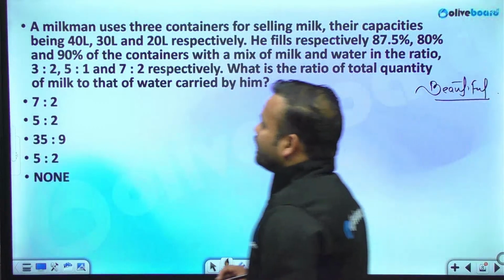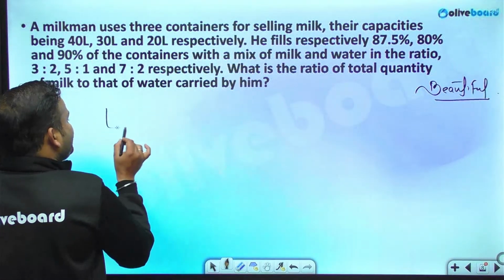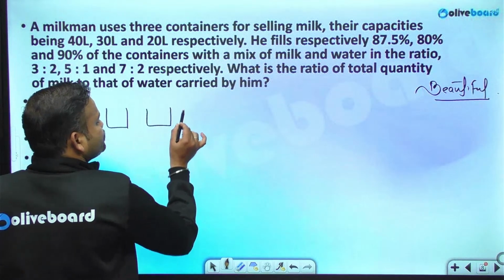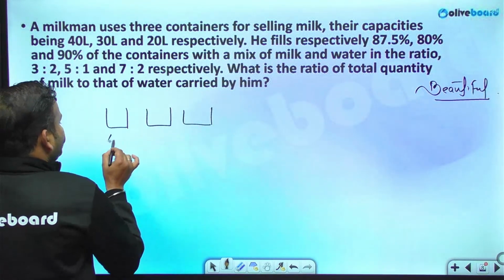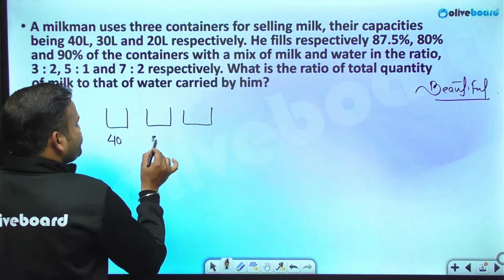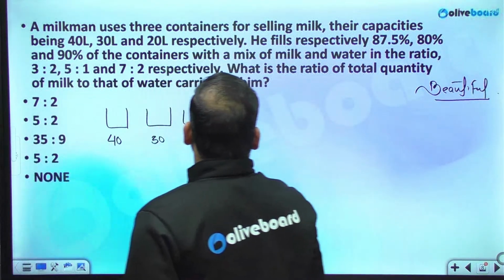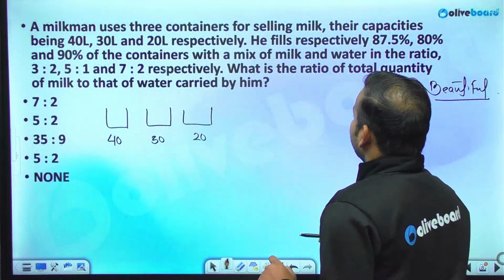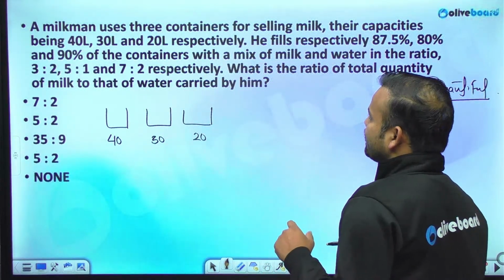Okay. Now, a milkman uses 3 containers for selling milk. There are 3 containers. Fine. So these are the 3 containers. These are of 40 liter, this is of 40 liter, this is of 30 liter, and this is of 20 liter. Fine. These are the capacities of the containers. He fills respectively 87.5%, 80% and 90% of the containers with a mixture of milk and water.